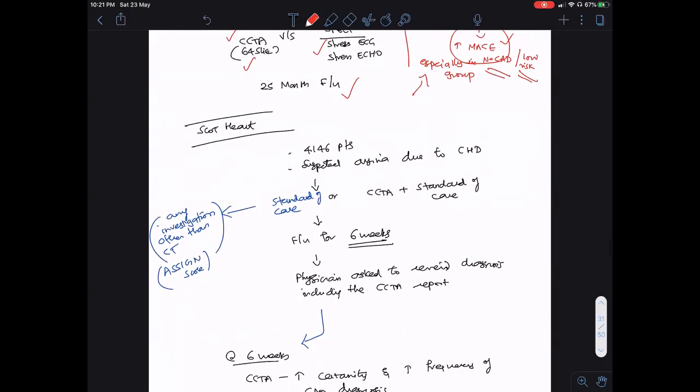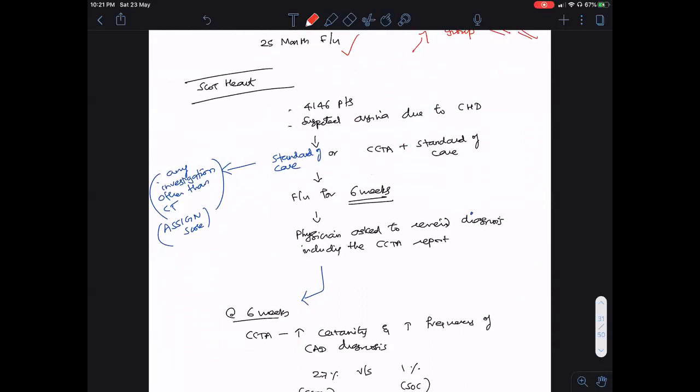SCOT-HEART, again, was a very interesting study done in Scotland. It included 4,000 patients who had suspected angina due to CHD. They were stratified into two groups. One is the standard of care, in which any investigation other than CT could be done to stratify. It included SPECT, or it could just be medical management. The investigators were actually encouraged to use the ASSIGN score, which is the Scottish score for risk stratification.